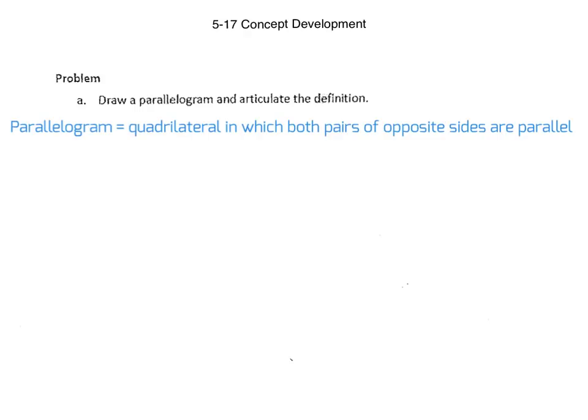So, a parallelogram is a quadrilateral, remember that's 4 sides, in which both pairs of opposite sides are parallel. So I have 2 sets of parallel sides. Yes, you are writing everything I just did.